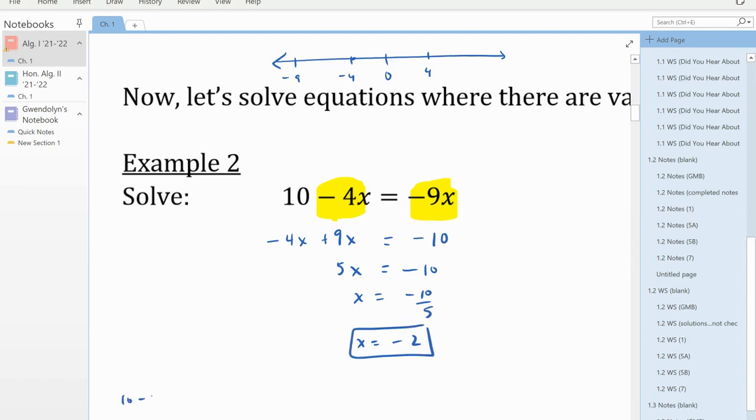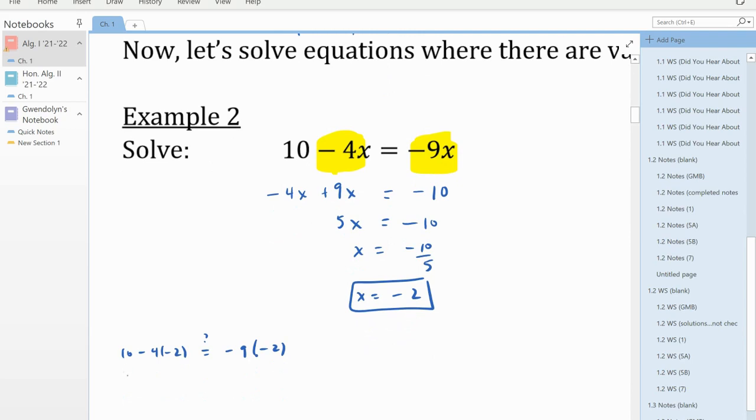Again, check it. We're looking to see, is this a true statement? Everywhere there was an x, I stuck in a negative 2. So here's 10 plus 8, 18. Negative 9 times negative 2, also 18. It is.